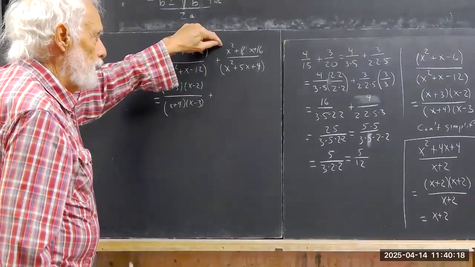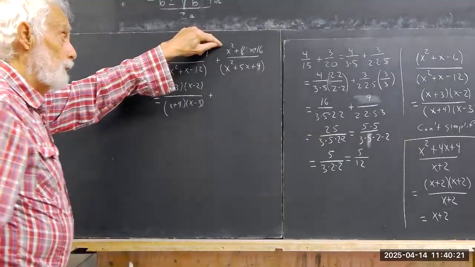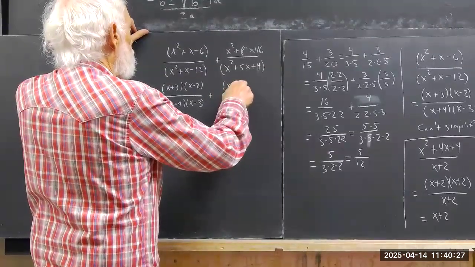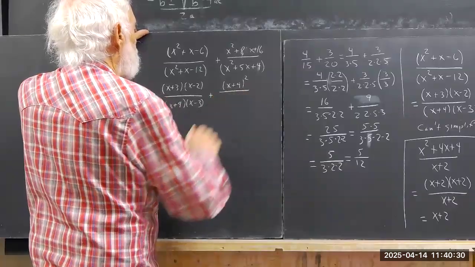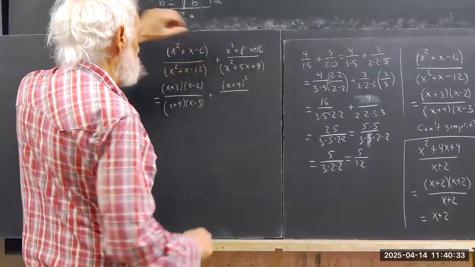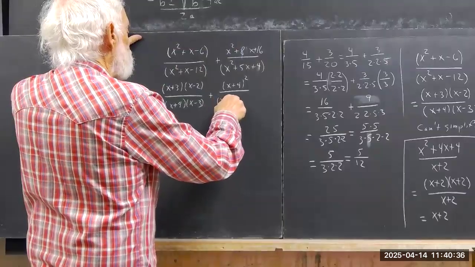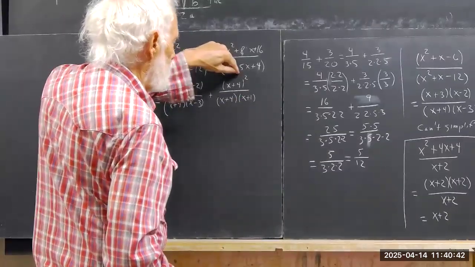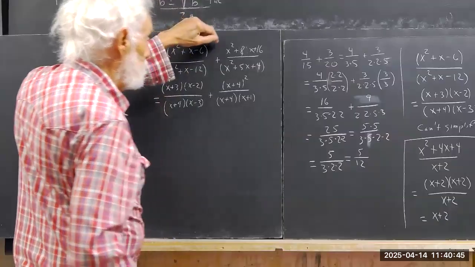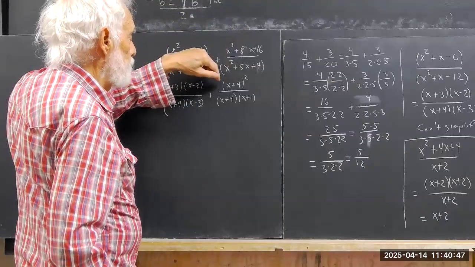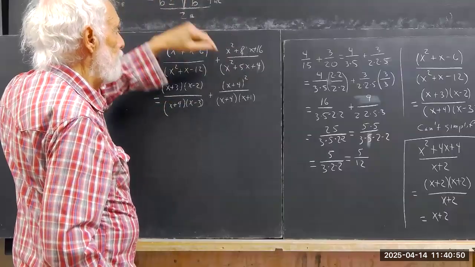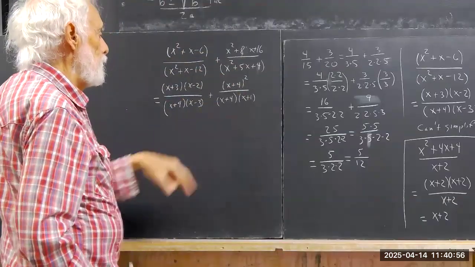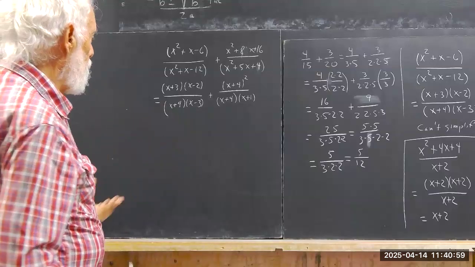To that, we have the second rational expression. X squared plus 8x plus 16 is x plus 4 quantity squared. X squared plus 5x plus 4 is x plus 4 times x plus 1. And that's, of course, the denominator of the second fraction. So the second fraction, x squared plus 8x plus 16, factors to x plus 4 squared. There's your numerator. X squared plus 5x plus 4 is the same as x plus 4 times x plus 1. And there's your denominator.